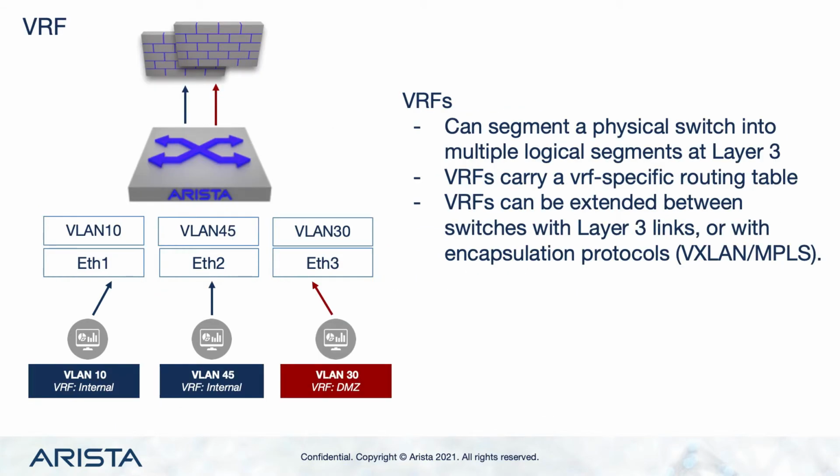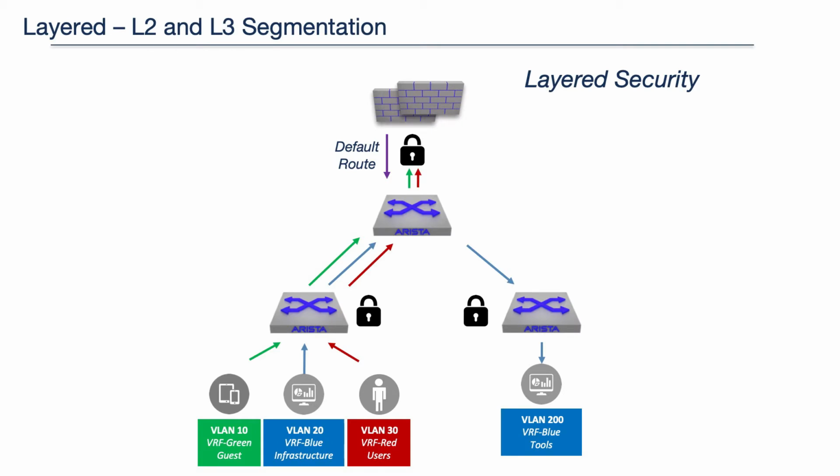And now VRFs are becoming more and more common in campus environments as well. The biggest driver for using multiple VRFs is often going to be the need for high-speed routed traffic within the VRF, while still keeping that granular segmentation by using a firewall to route between VRFs. In this example, VLAN 10 and 45 can be routed by the switch directly, but in order for any host in VRF internal to reach the DMZ VRF, they have to route to the firewall first. And finally, let's see how this all stacks together.